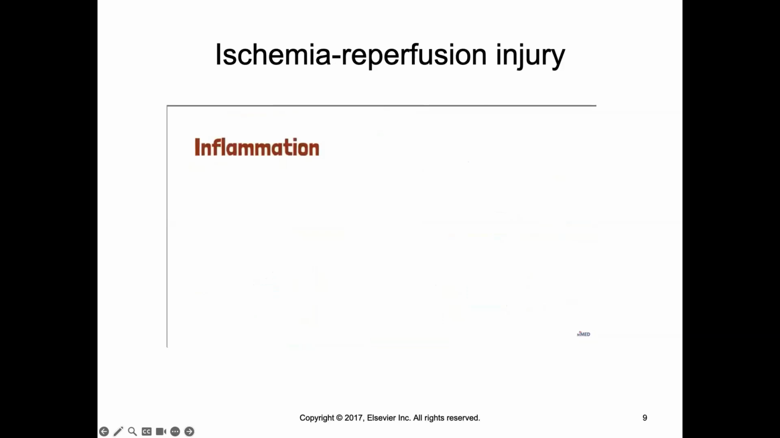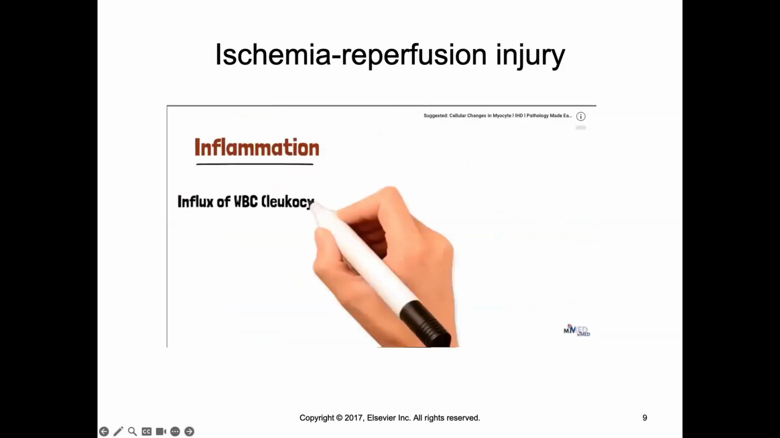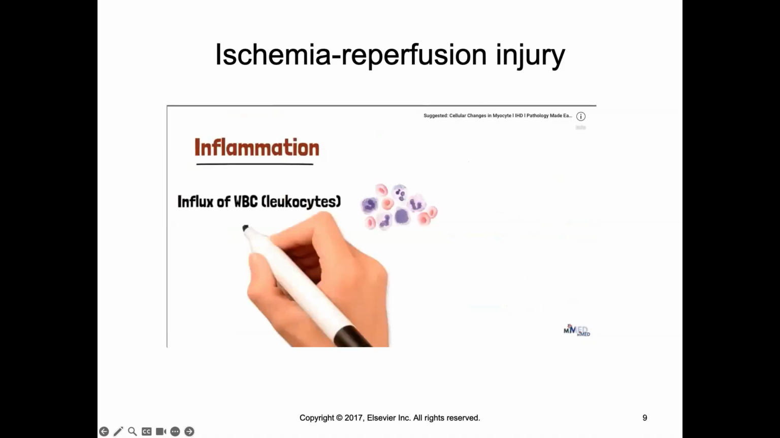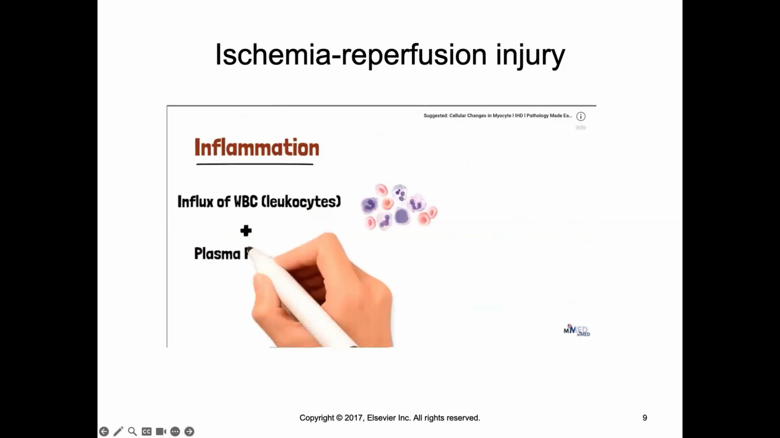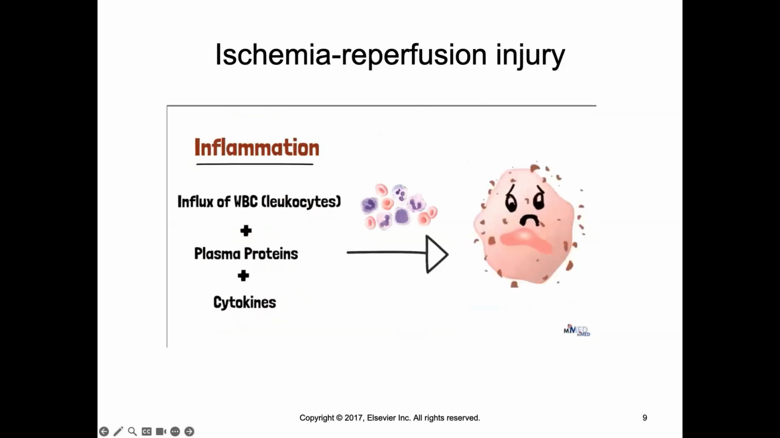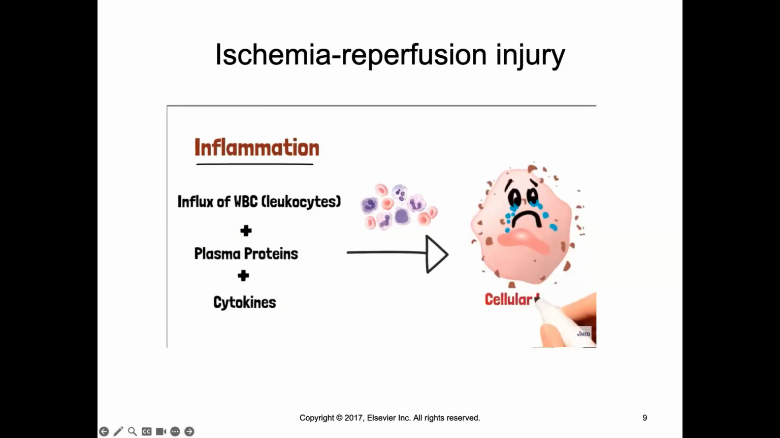Reperfusion causes more cellular injury through inflammation. Reperfusion introduces more leukocytes and plasma proteins to the injured cellular area. These cells usually respond to lysing dead cells and cleaning up a mess. But the deadly combination of these leukocytes, plasma proteins, and cytokines released by the leukocytes will only contribute to more cellular injury.